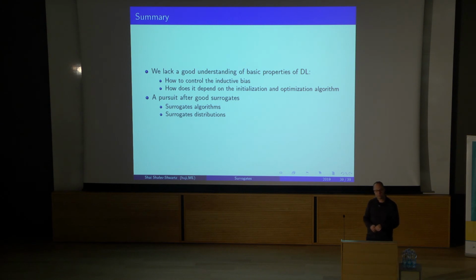We lack a good understanding of basic properties of deep learning, in particular, how to control the inductive bias. If I want to learn the multiplication table, how do I tell the network that I want a smooth solution? We currently don't have a methodology for inducing or forcing the network to go to a certain inductive bias or in a certain direction. We don't understand well enough how the inductive bias depends on the initialization and optimization algorithm. And I'm in pursuit of good surrogates.